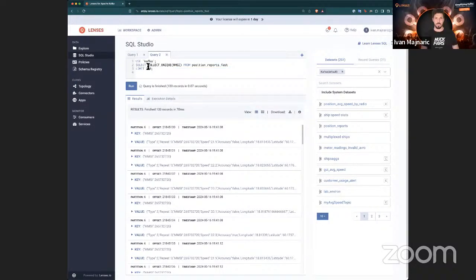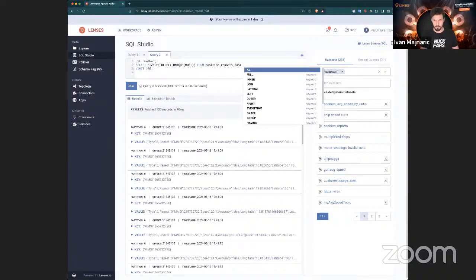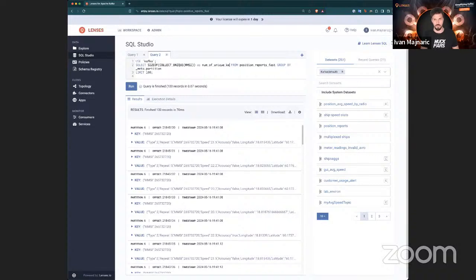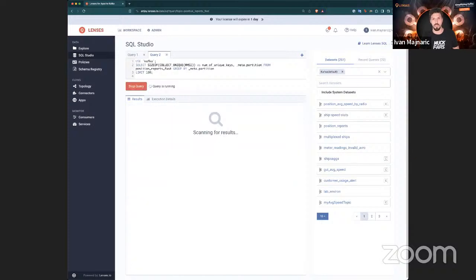Okay, perfect. So because collect unique is going to give us back an array, we have to actually get the size of the array. So we're going to use size of. What we're also going to do is group by partition to actually see the partition itself. And here we're going to name it num of keys, and we're going to show the partition itself. I think I did it correctly.